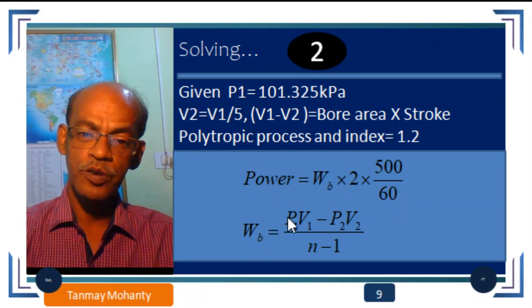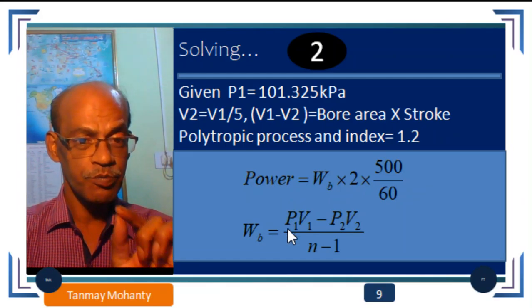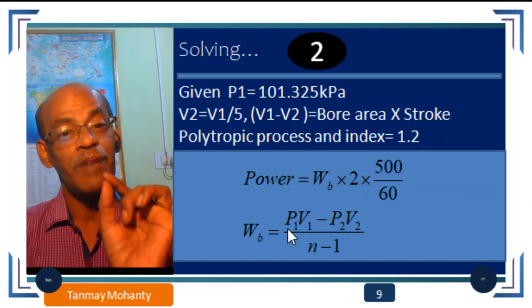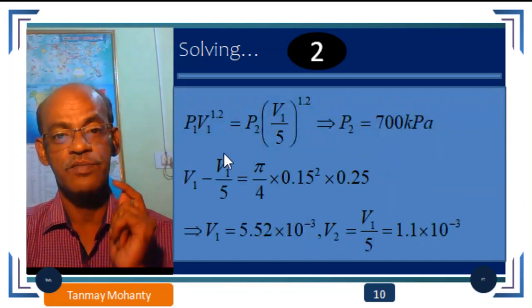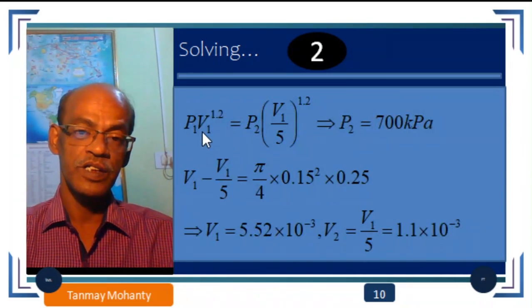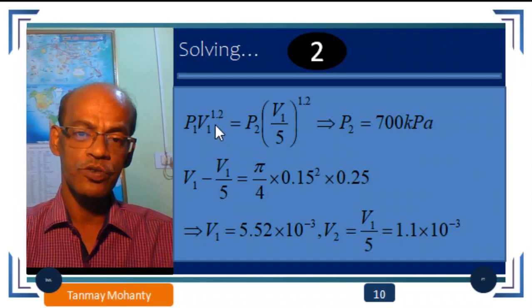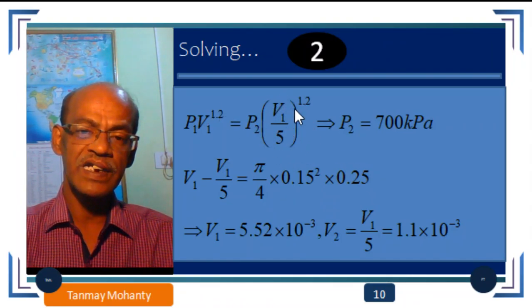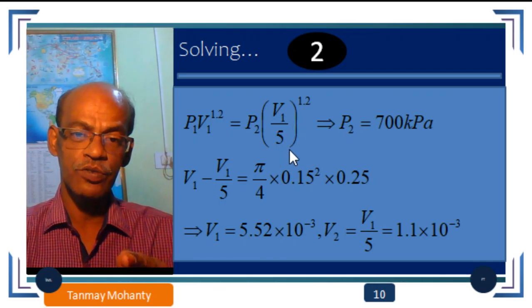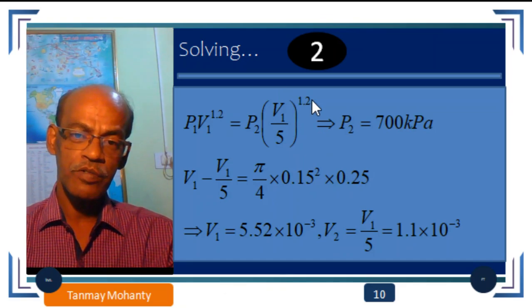And how to get WB? We are using the same formula of WB for polytropic process, that is P1 V1 minus P2 V2 divided by n minus 1. Now we are solving this numerical. P1 V1 to the power 1.2 is equal to P2 times V2 to the power 1.2. What is V2? In place of V2 I can write V1 by 5, that is given in the question, final volume is 1/5 of original volume, to the power 1.2.